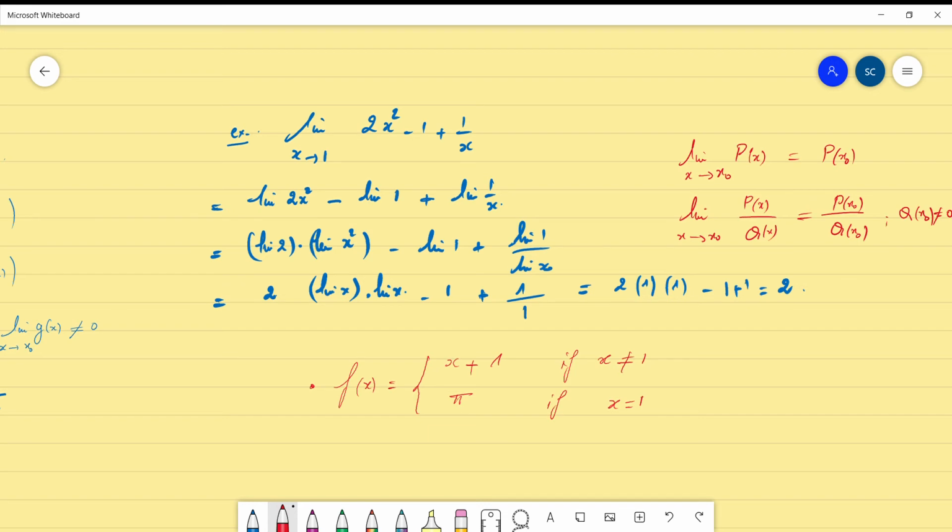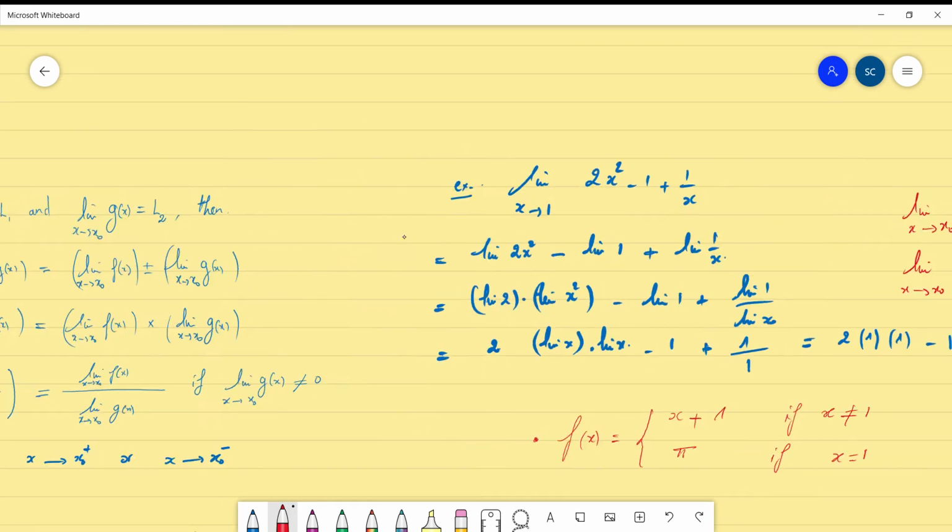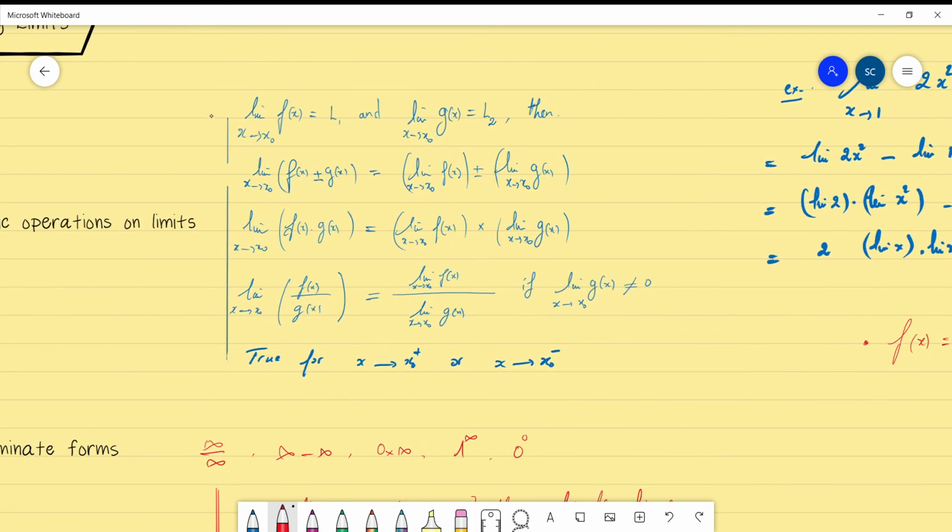So as long as you can compute the limits, they are finite here. These numbers are finite numbers, meaning when we say that it exists, then it is a finite number. Okay, L2 also is a finite number. Then you can manipulate these limits or these operations. Okay, so which is good.